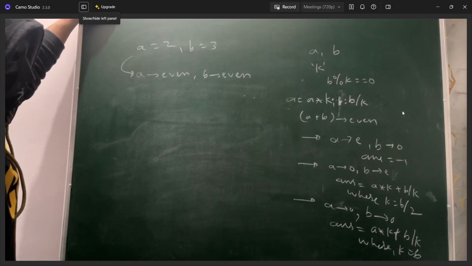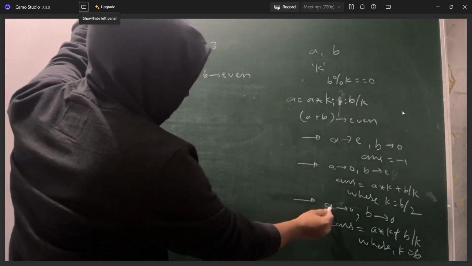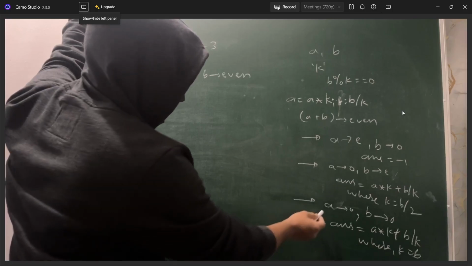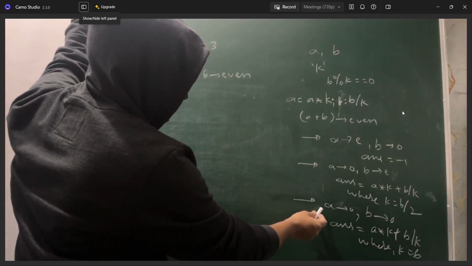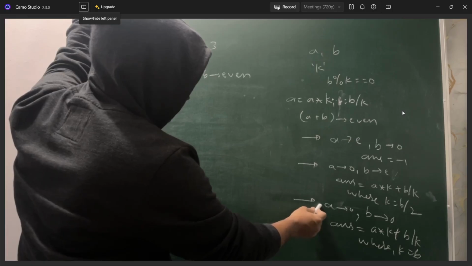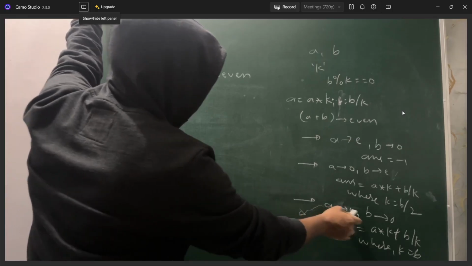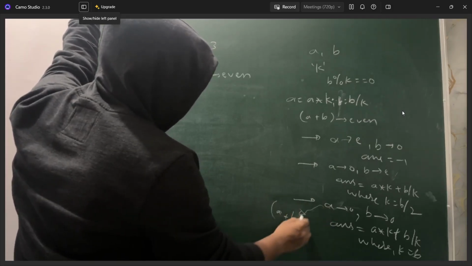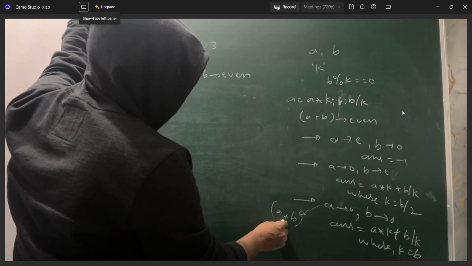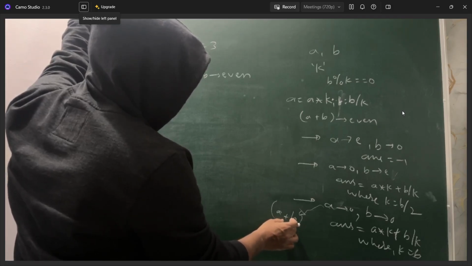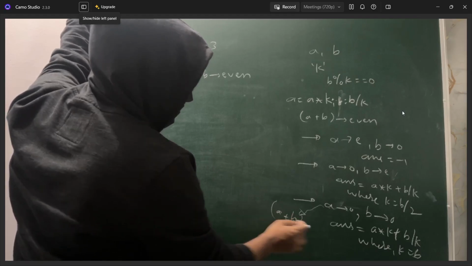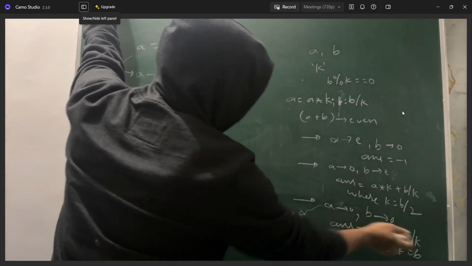One more thing I just wanted to add here is that since a and b both are odd, initially we can take a plus b as one of the sums. We can take that sum, and odd plus odd will always be even. So we can take the maximum of a plus b, comma, a into k plus b by k.